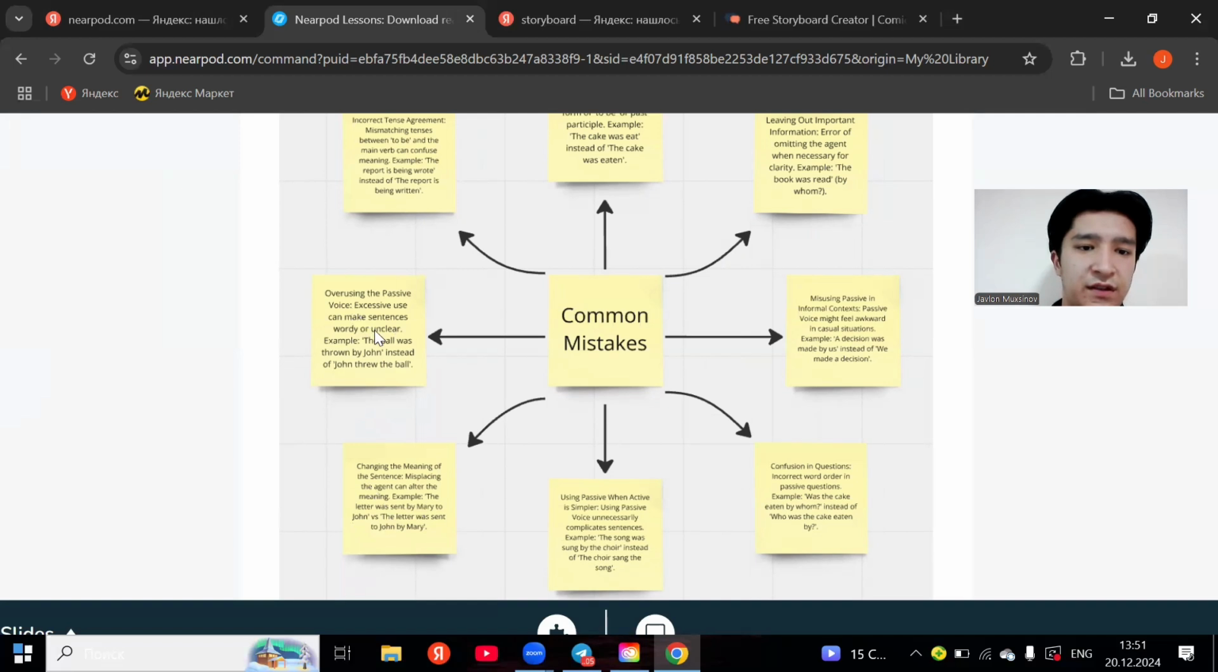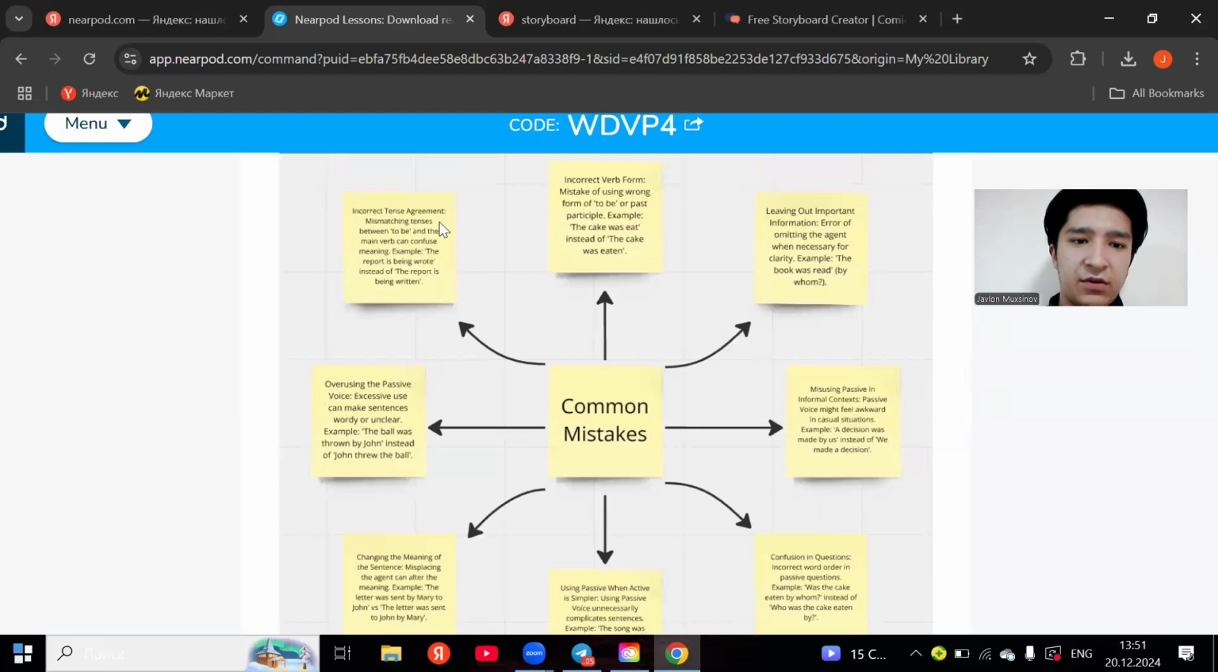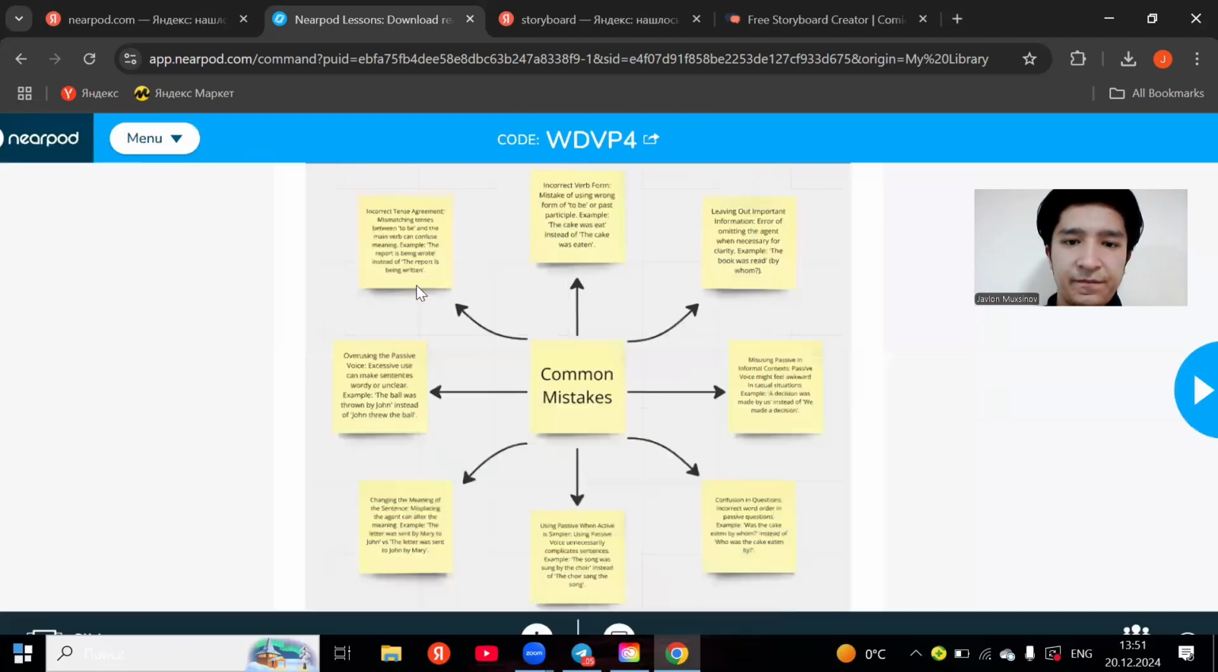Overusing the passive voice. Excessive use can make sentences wordy or unclear. Example: the ball was thrown by John instead of John threw the ball. Incorrect tense agreement: mismatching tenses between to be and the main verb can confuse meaning. Example: the report is being wrote instead of the report is being written.